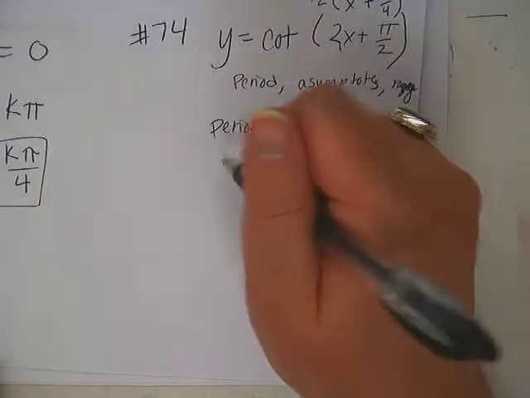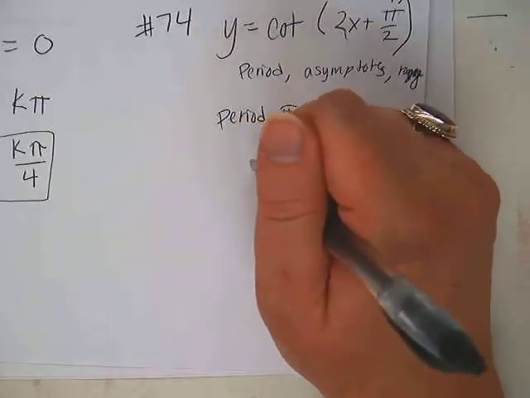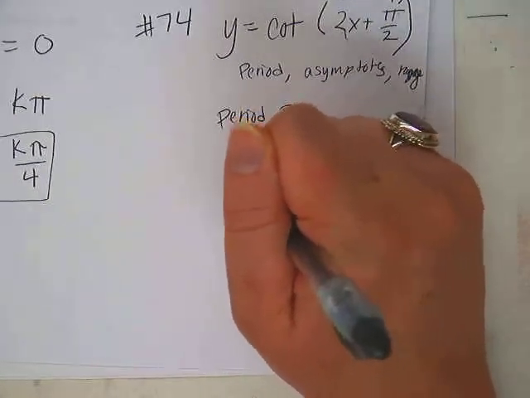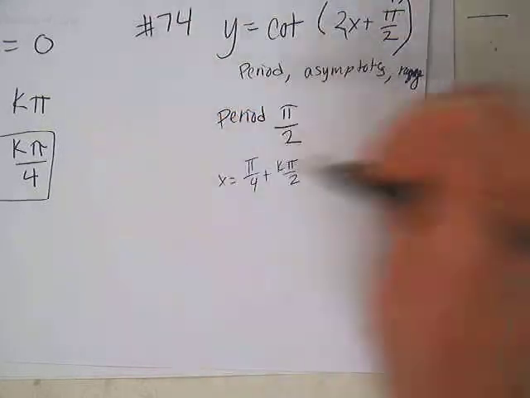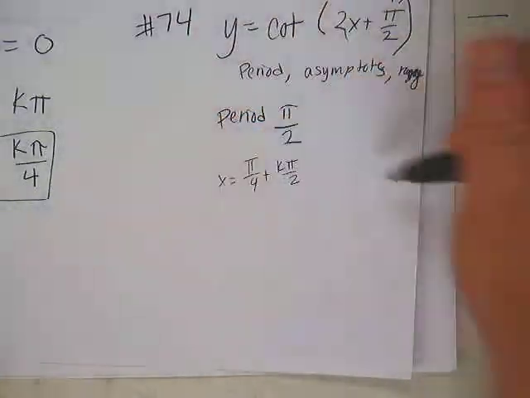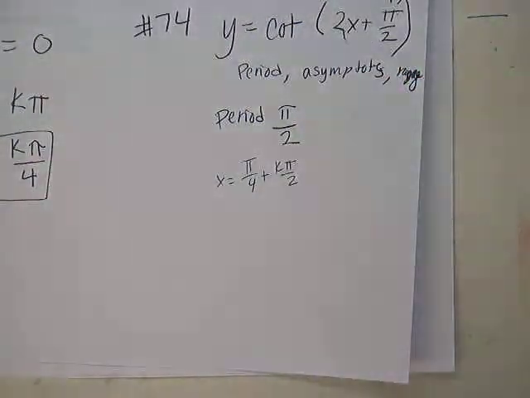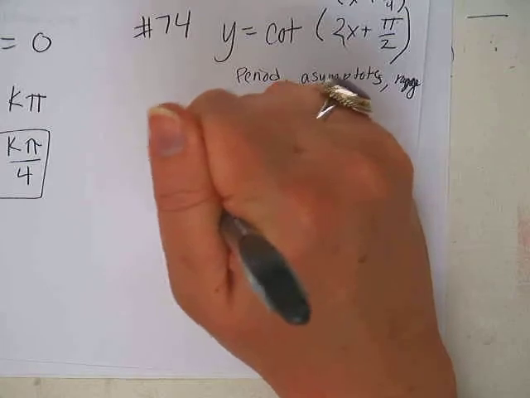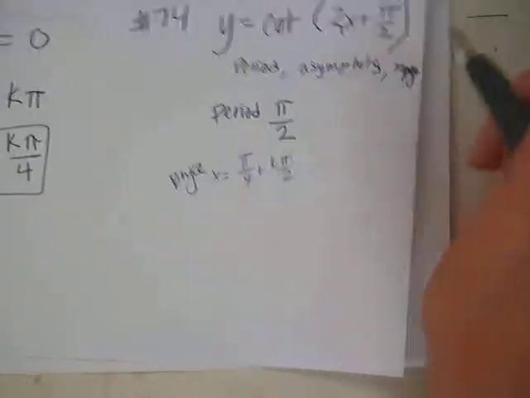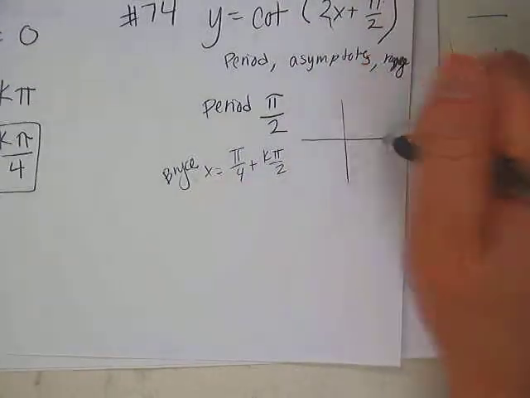Okay, asymptotes. So let's write down what Bryce said, and then we'll check and see if he's right. So he says it's pi fourths plus k pi halves. So x equals, right? That's important when you're doing equations for asymptotes. You've got x equals that. Okay, so there's Bryce's answer. Let's see if he's right.